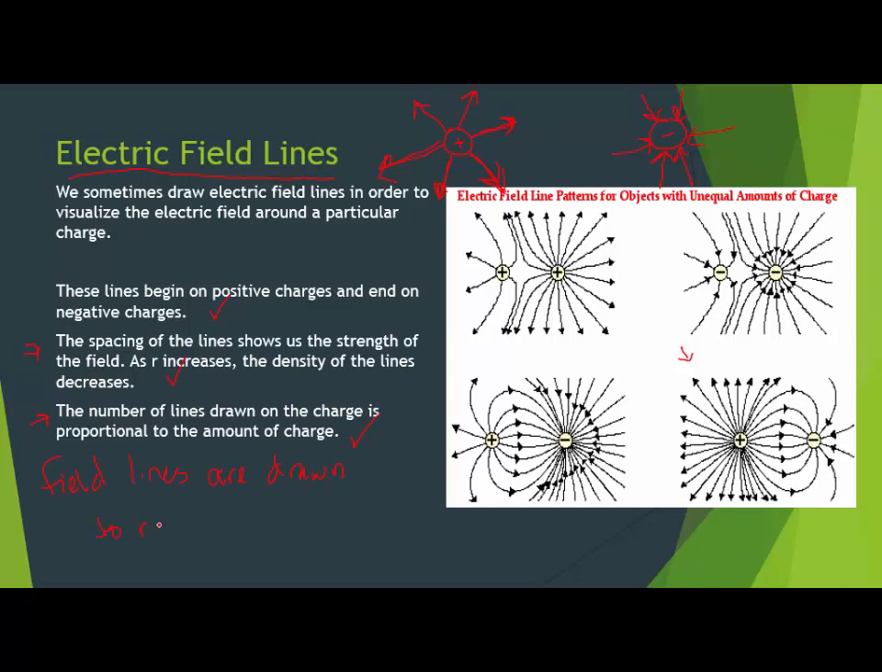to represent the path of a test charge. So what does that mean? Whenever we talk about test charges, we're talking about a tiny little charge that we're going to put in a field somewhere and observe its behavior. And test charges are always positive. So essentially the field lines are drawn to represent the path of a positive test charge. If I put a test charge right here, keeping in mind that they are always positive, what direction is that going to want to go?